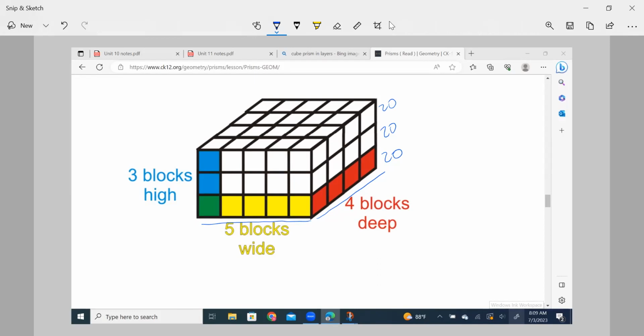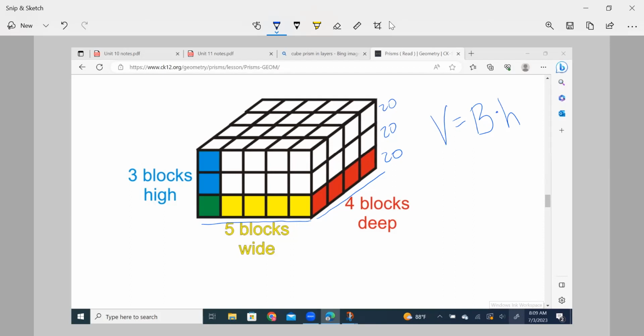Now, I'm going to show you something really cool. For the volume of a prism, whether it's a rectangular prism, triangular prism, or any type of prism, it's going to be the area of the base. You notice how we got the 20 from the area of the base. So the area of the base times the height. The base was a 5 by 4, so 20. The height was 3, so 20 times 3.